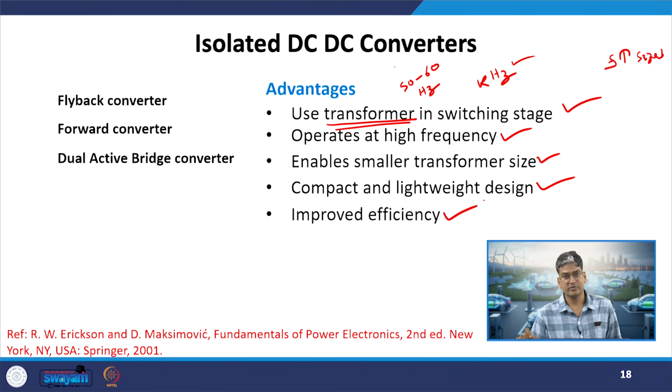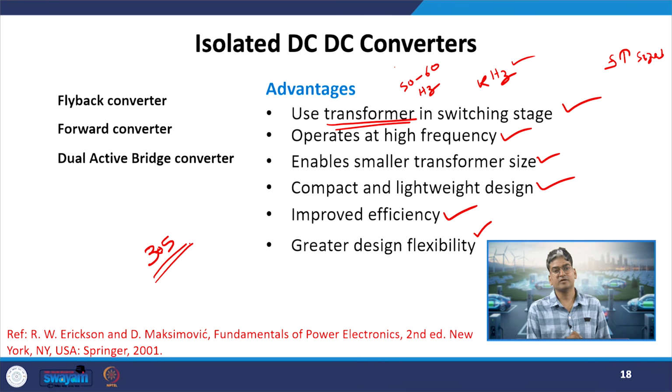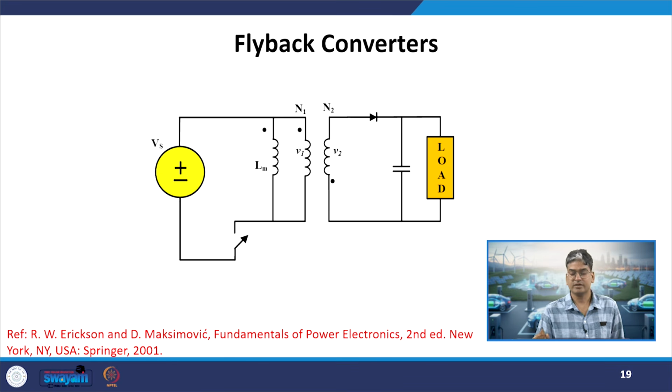It will provide improved efficiency also, and greater design flexibility. Now, while discussing our basic non-isolated DC converters, we have seen that the voltage gain was limited to 3 to 4 times, or maximum up to 5 times. So we cannot obtain any higher amount of gain. Whereas in this type of isolated DC converter, just by adjusting the transformer turns, I can achieve any amount of gain as per my requirement. Now let us start our discussion with our flyback converter.